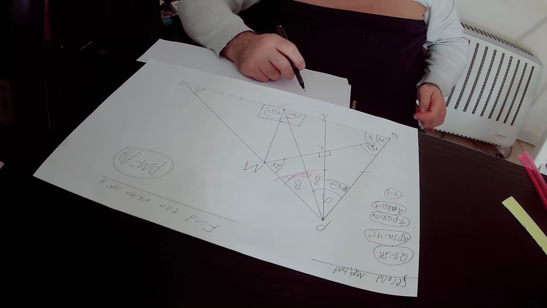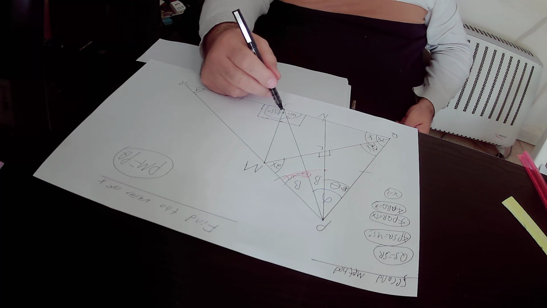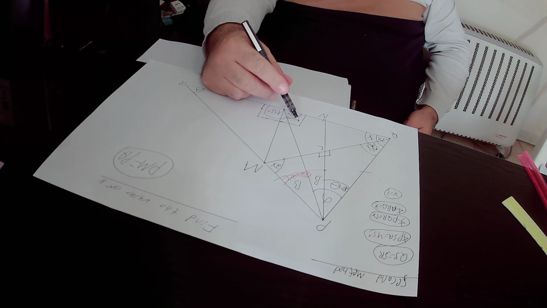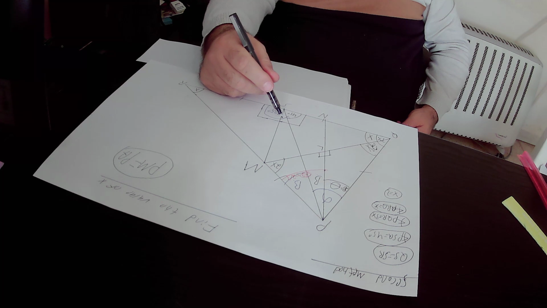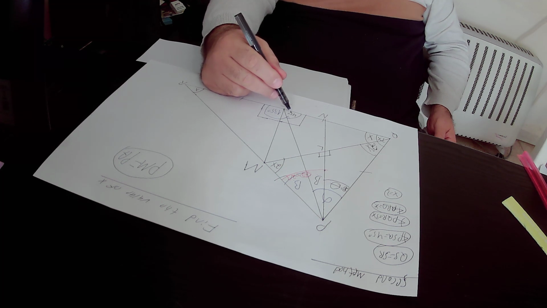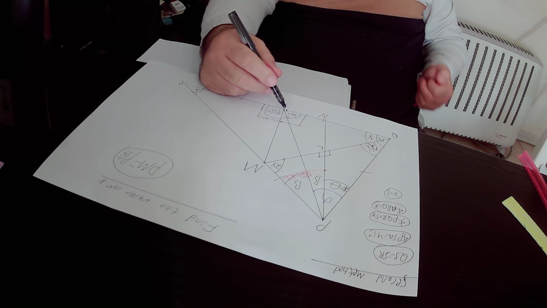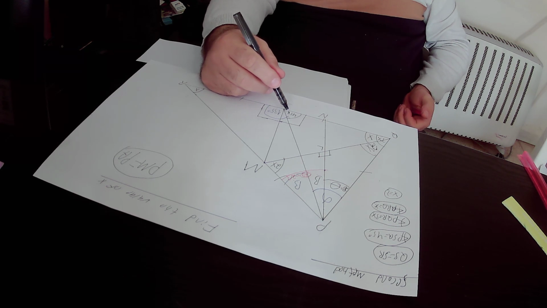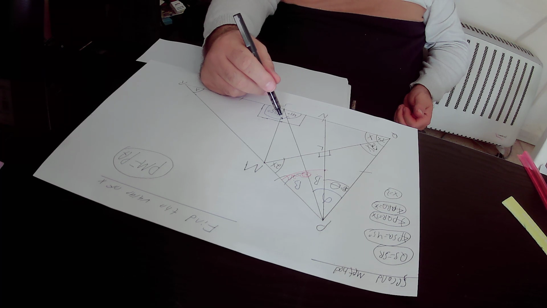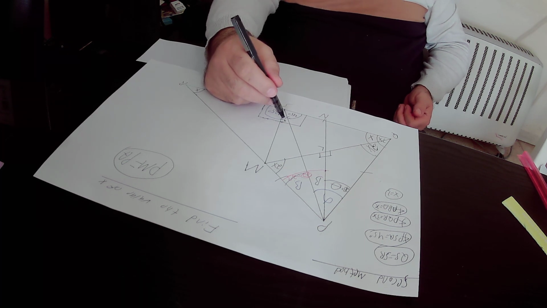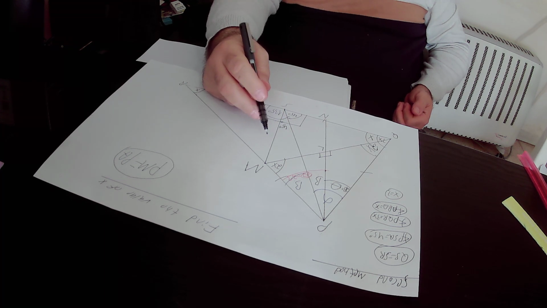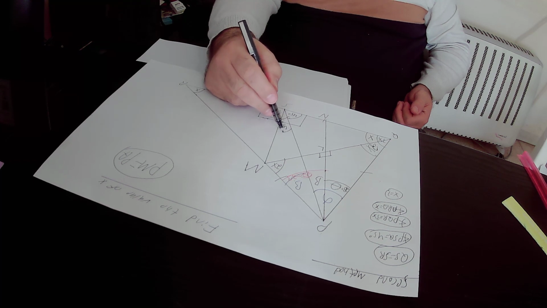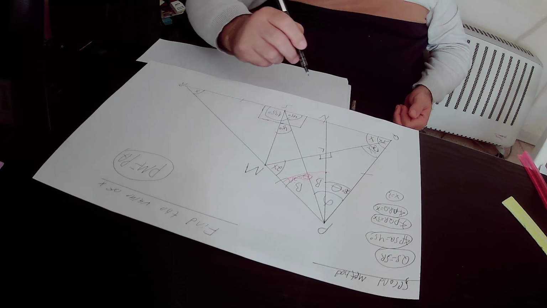And here we know that this angle is a right angle, it equals 90 degrees, and this angle equals 45 degrees. So 90 degrees minus 45 degrees will be equal to this angle. 90 degrees minus 45 degrees is 45 degrees, so we found that angle MSP equals 45 degrees. Okay?